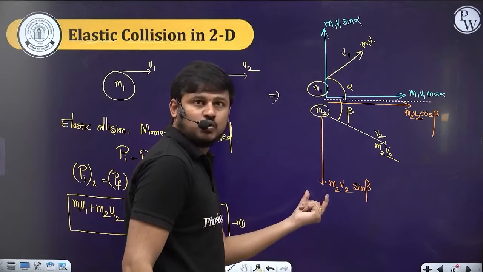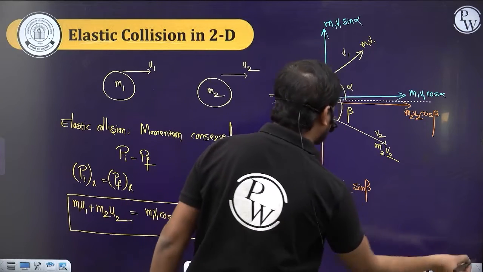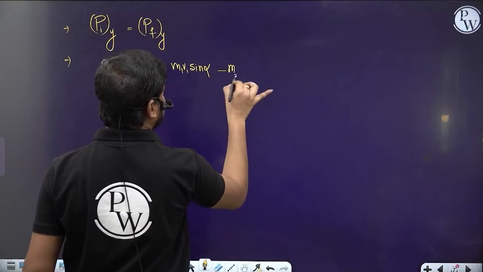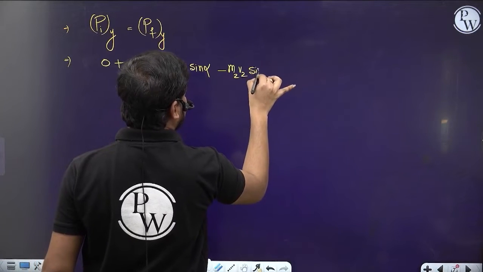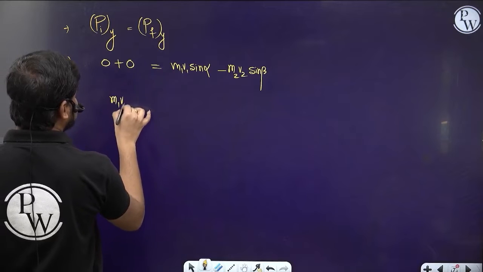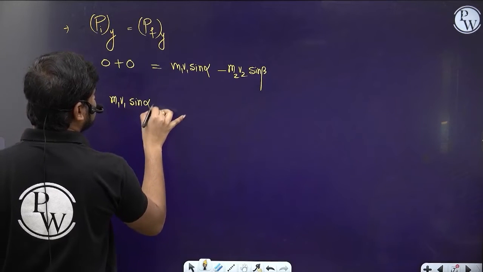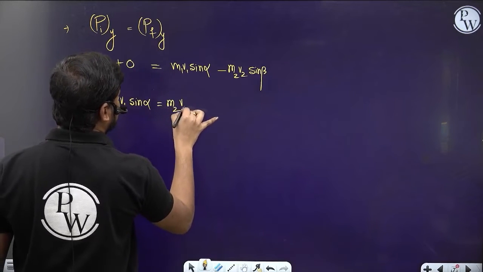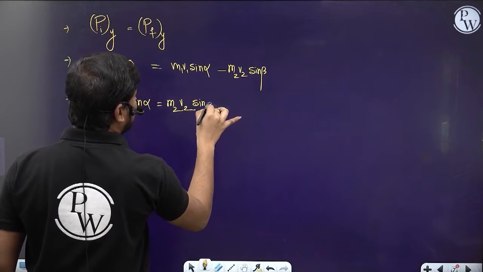Why? Downward direction. So minus m2 v2 sin beta. So from here you can write, m1 v1 sin alpha is equal to m2 v2 sin beta. This is from the conservation of linear momentum in the y direction.